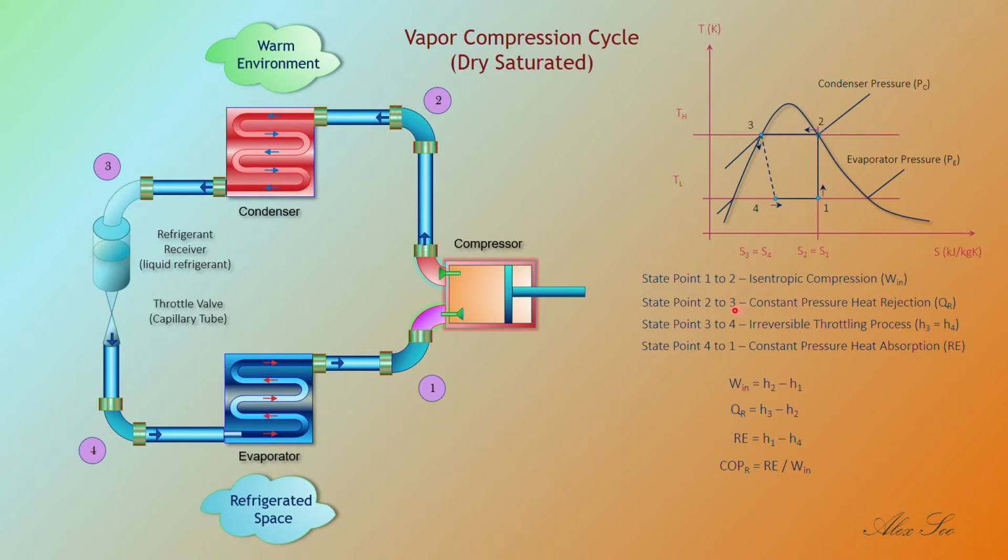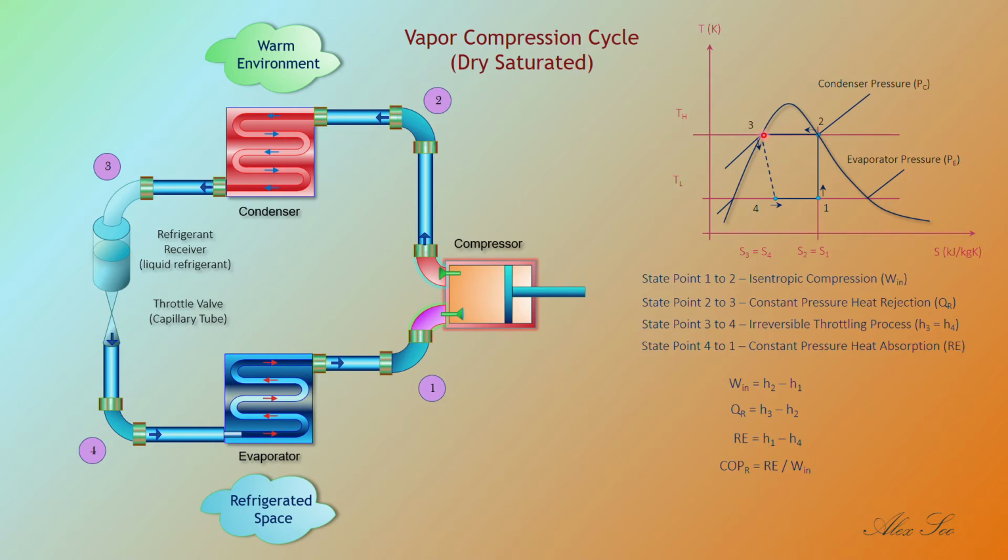The next one is your state point 2 to 3. That is this part here. You can see it is at constant pressure from point 2 to 3 and also at constant temperature at this condition. So 2 is your condenser inlet and 3 is the condenser exit.